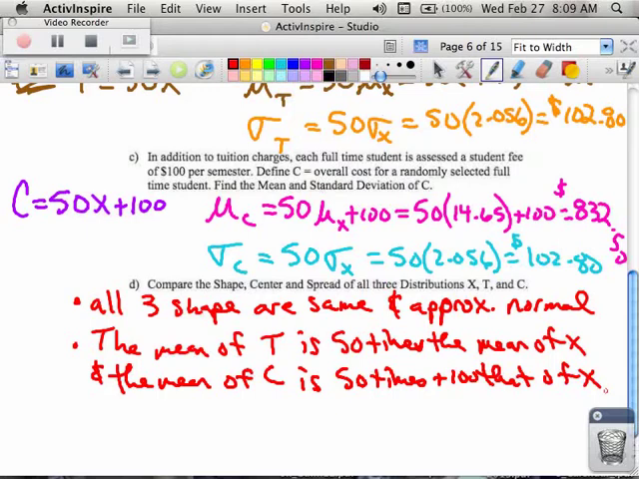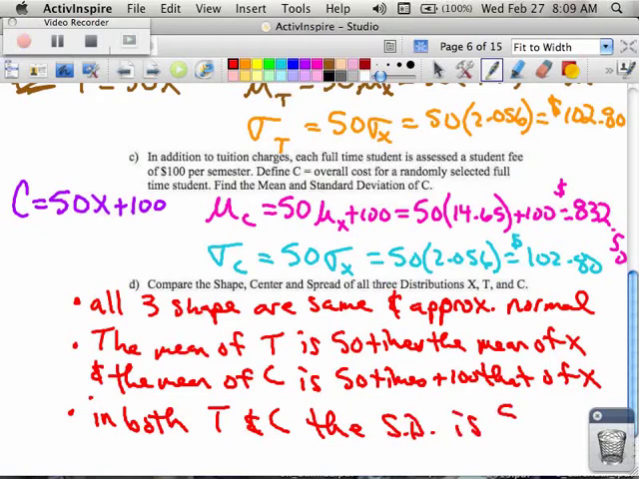And then the spread. In both T and C, the standard deviation is 50 times that of X. Because remember, the spread remains the same when it's affected with the 50, whether you add the 100 or not. So both of the new ones will be 50 times that of the original.